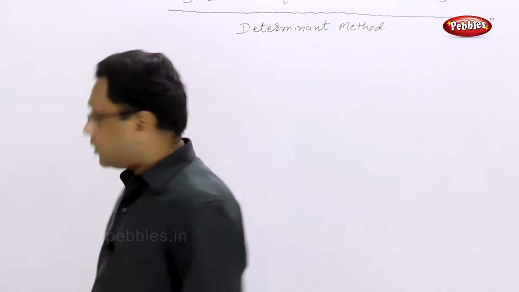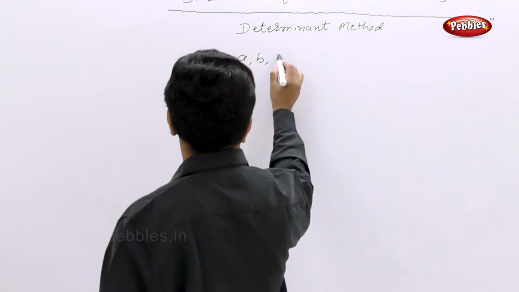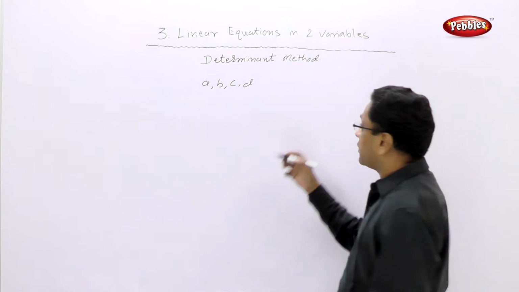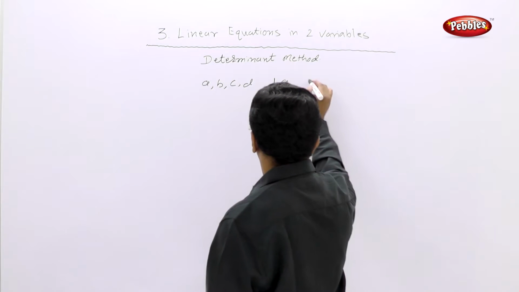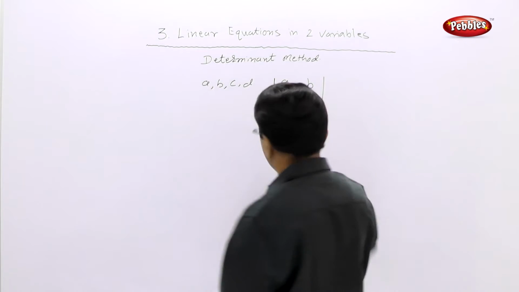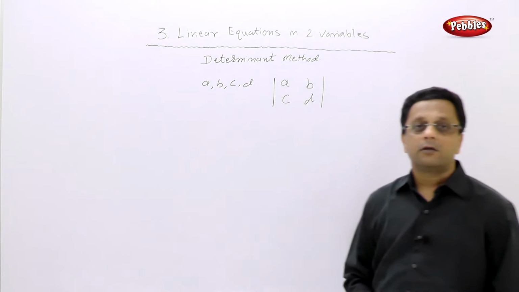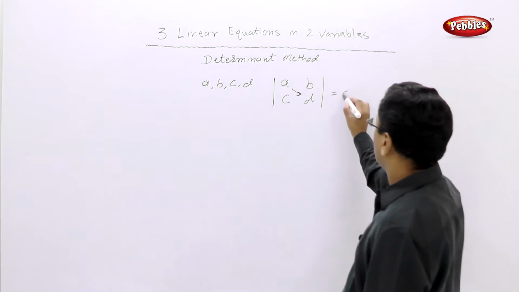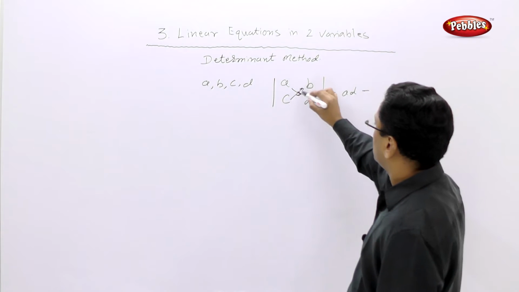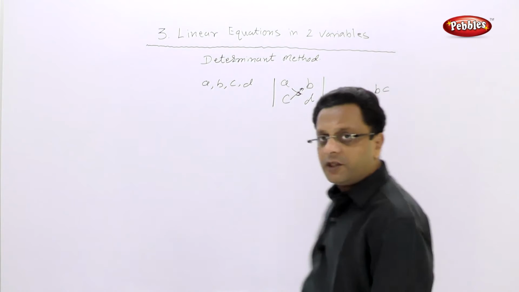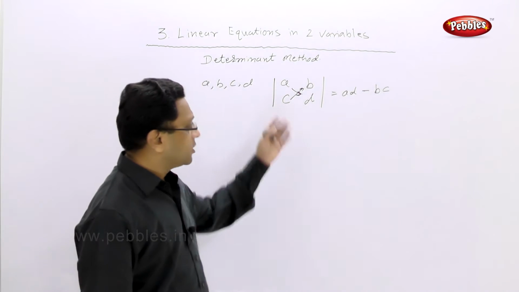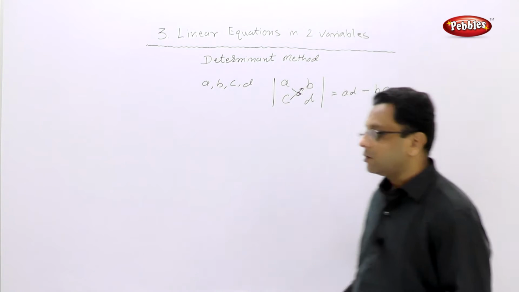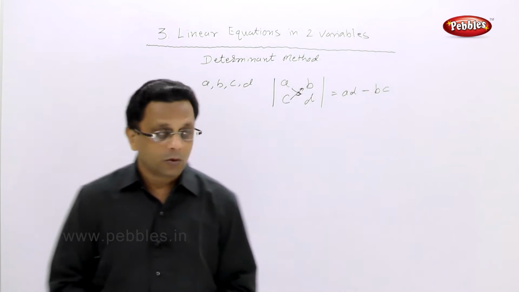If you remember, suppose A, B, C and D are any four numbers, then if they are represented in this fashion, they are called a determinant. And how do we solve this? A into D minus B into C, right? This determinant has two rows and two columns. So this is called a determinant of order 2.